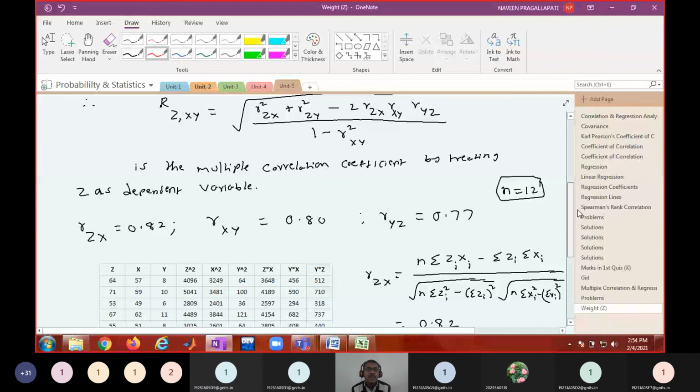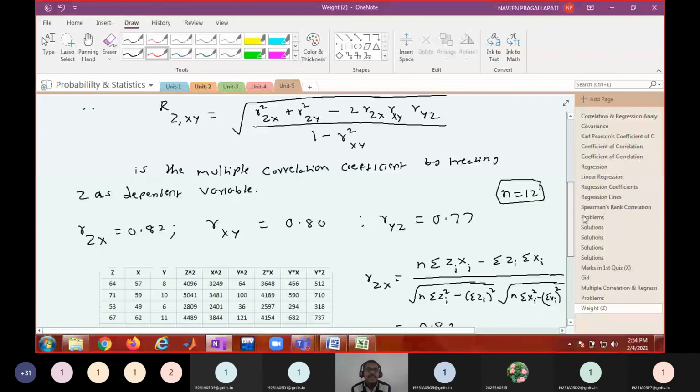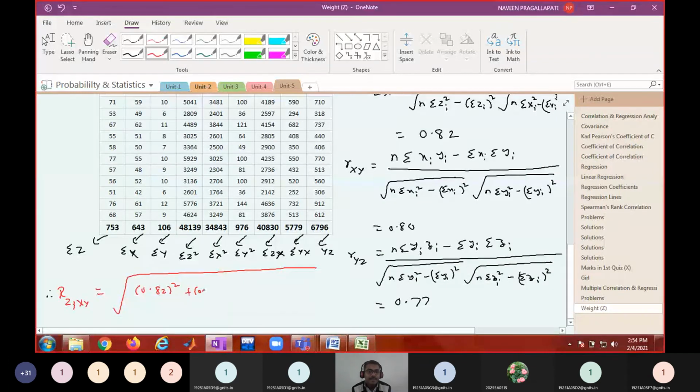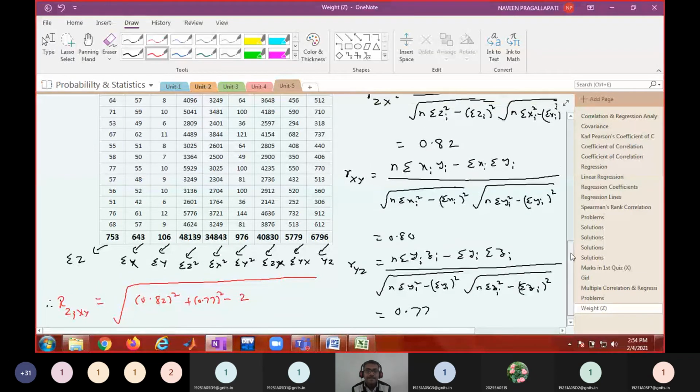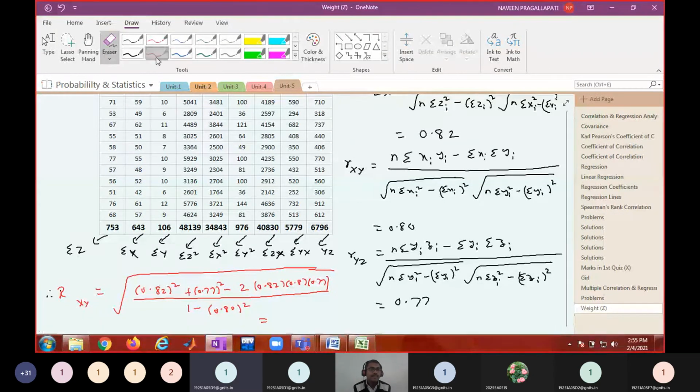Let me substitute this value. 0.82 whole square plus ryz, 0.77 whole square, minus 2 times all the three, 0.82 into 0.8 into 0.77, divided by 1 minus rxy square, 1 minus 0.80 square. What is this value? 0.8417. Yes.